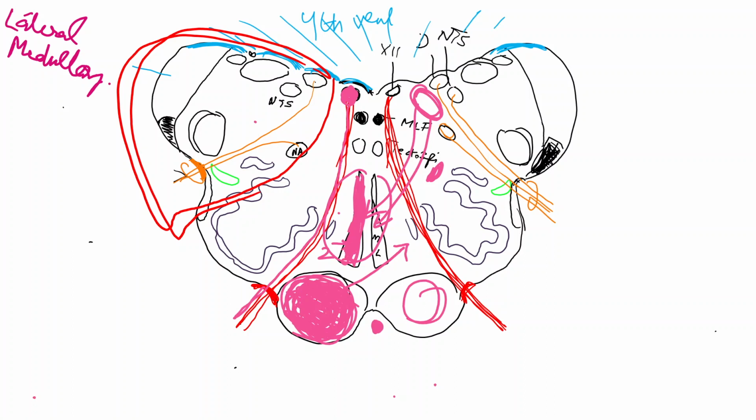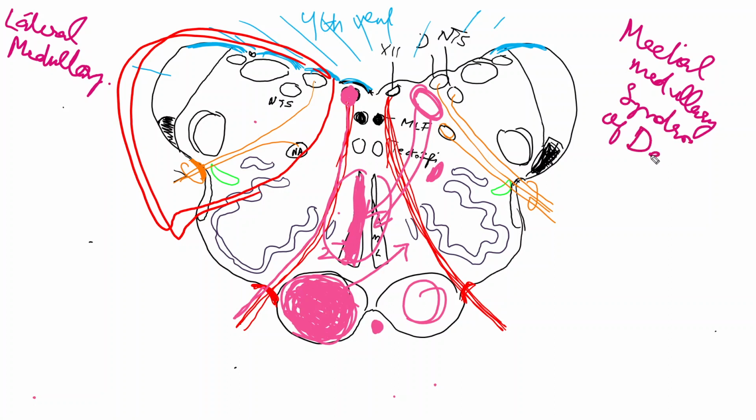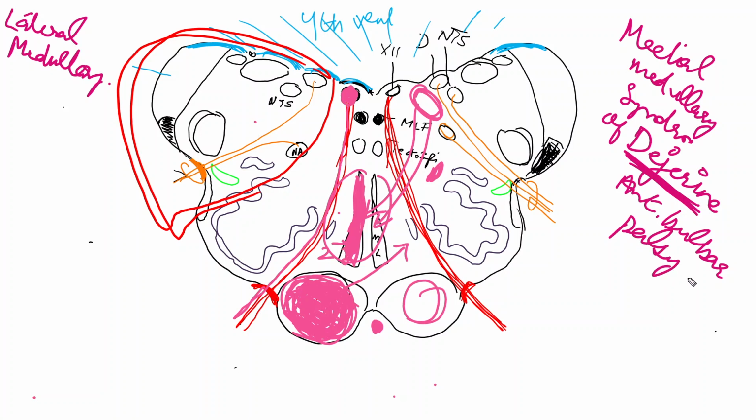I think I mixed up. The medial medullary syndrome is not Wallenberg. That is lateral. The medial medullary syndrome is of Dejerine. Yes, I mixed up. Please correct that. The medial medullary syndrome is also called the Dejerine syndrome, medial medullary syndrome, or Dejerine anterior bulbar palsy. Wallenberg is the lateral medullary syndrome. My mistake.